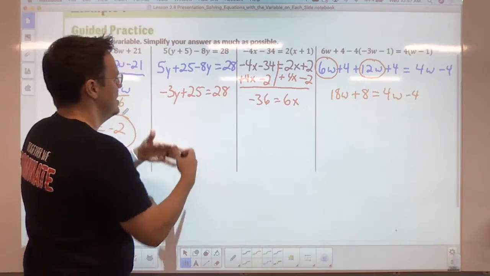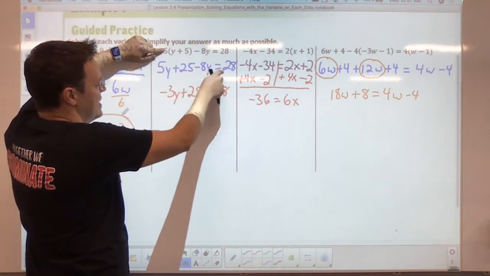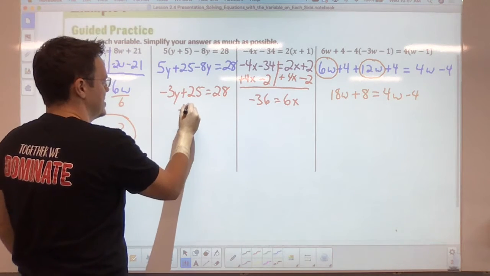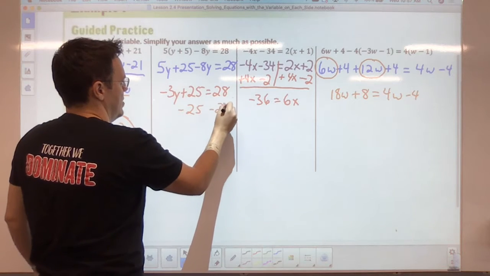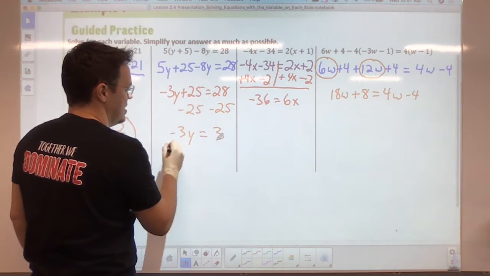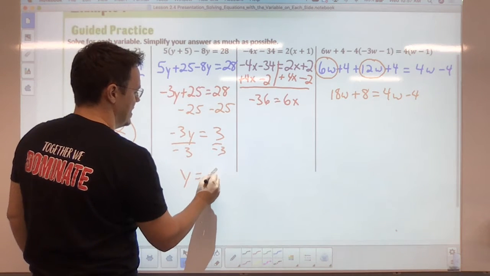The other one over here, set it up already the same thing. I did the distribution, 5y and 25. Combine like terms to get -3y. Now we just need to subtract 25, and then you would get -3y equals 3. Divide by -3, and you'd end up with y is -1.